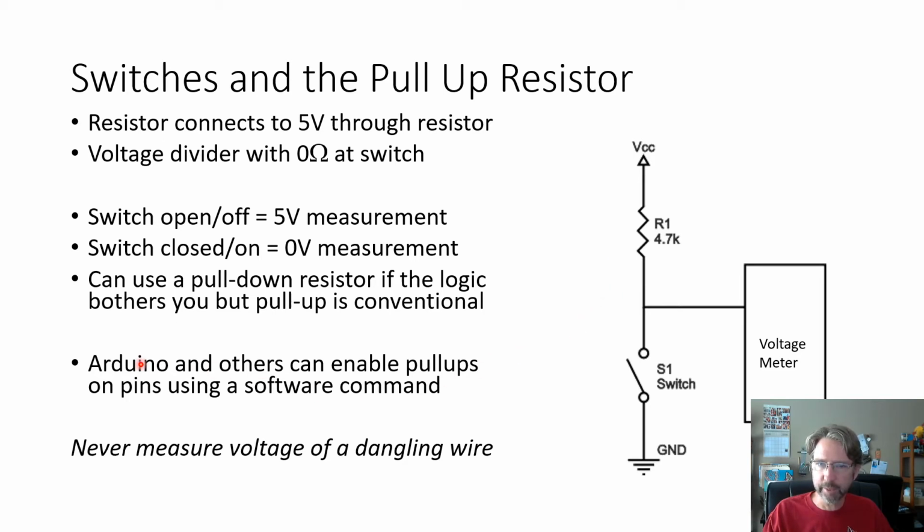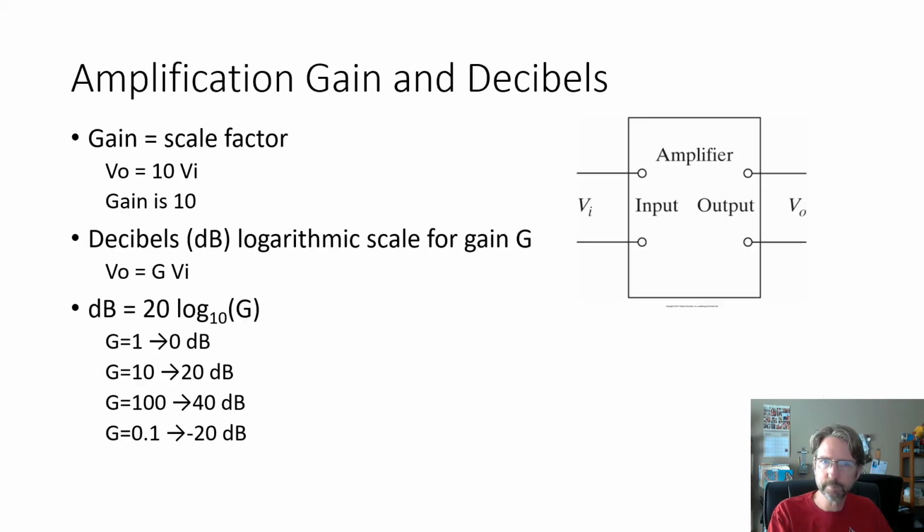In fact, a lot of microcontrollers like Arduinos have pull-ups built onto the chip, and you can turn them on with software. So you can wire up your switch to ground, enable this circuit on the chip, and save yourselves a lot of hassle. So again, voltage on a dangling wire is not determined. You can't tell what it is. You'll get whatever comes out of the meter.